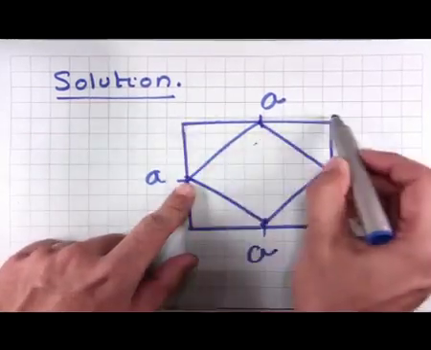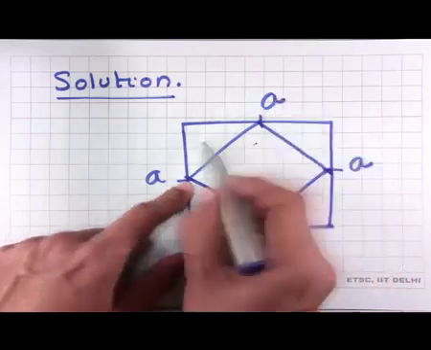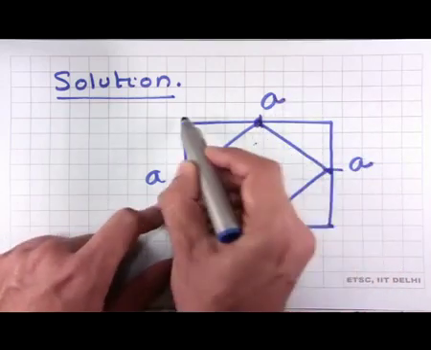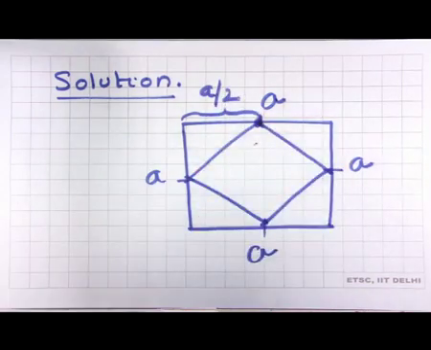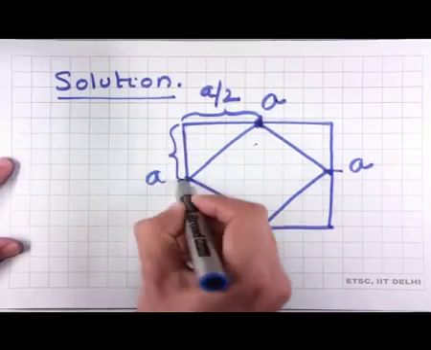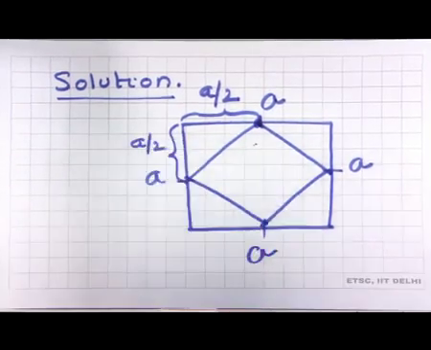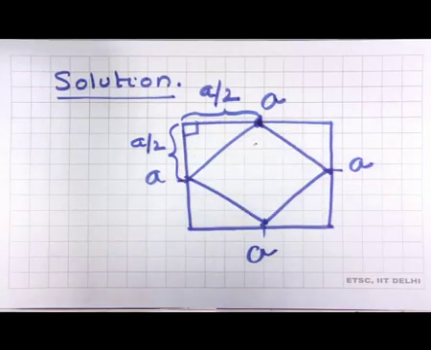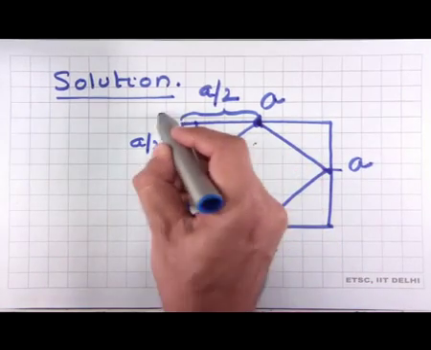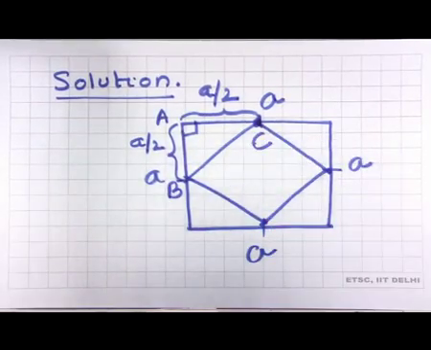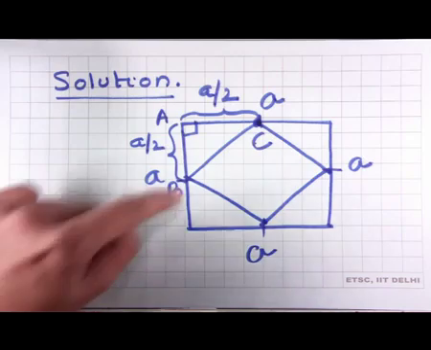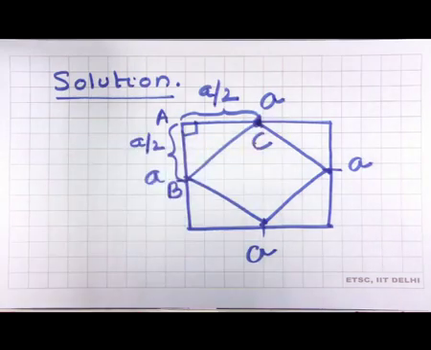Remember, the outer square had side length a and this is the midpoint. So, this distance is a by 2. This distance is a by 2. You have a right angled triangle here. Let me denote it as A, B, C. That gives you the length of BC, for which you can use Pythagoras theorem.